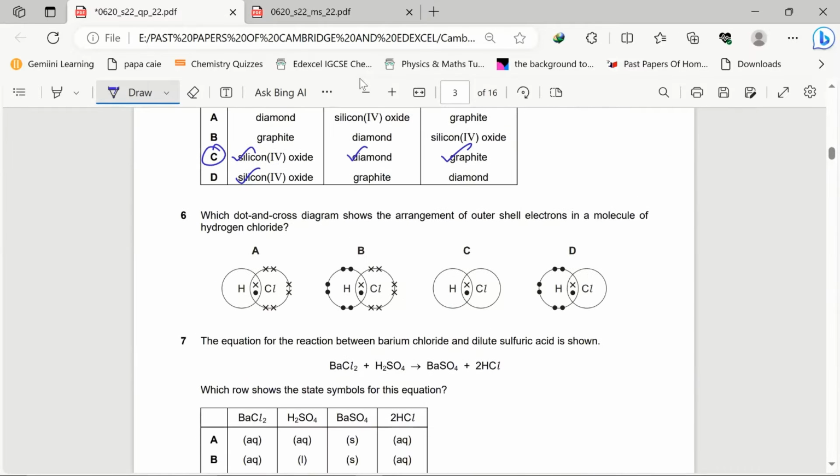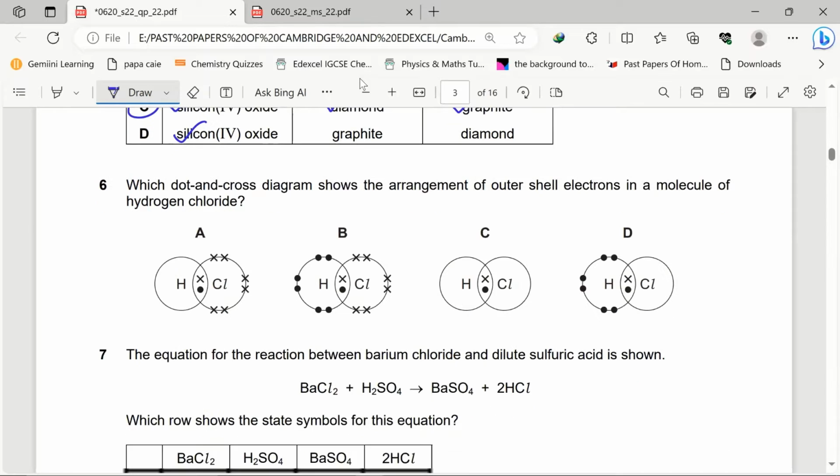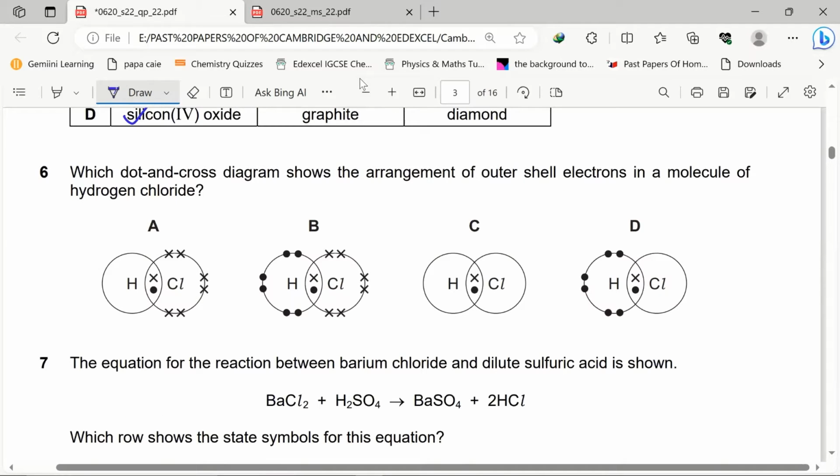Number 6, which dot and cross diagrams show the arrangement of outer shell electrons in a molecule of hydrogen chloride? So hydrogen has 1 electron and chlorine has 7. So A should be the only correct answer.